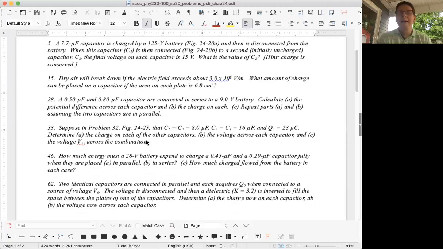So if they're parallel plates, you know how to figure out the capacitance, at least as a function of distance. And then the electric field is the voltage over the distance. And C, of course, is the charge over the voltage. So you have enough information from that to figure out how much charge it will take.